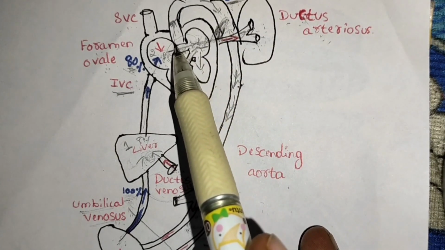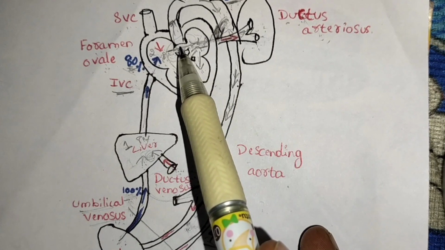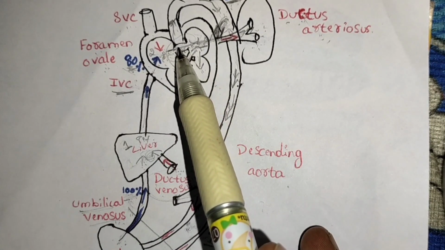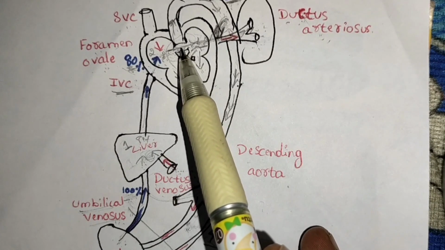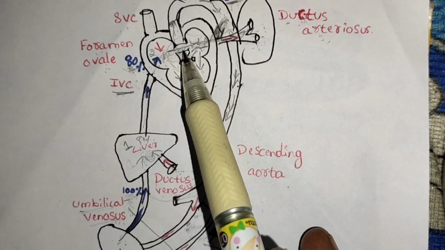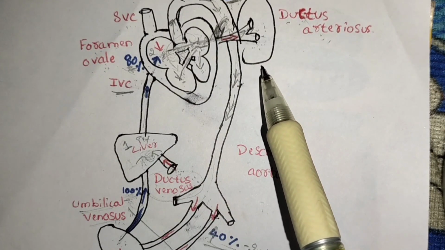And the main thing is this one. This is the foramen ovale, and this is the connection between the right atrium and left atrium. This gets closed immediately after the birth. If it is not getting closed, then there are complications. These are the changes that occur immediately after the birth in fetal circulation.